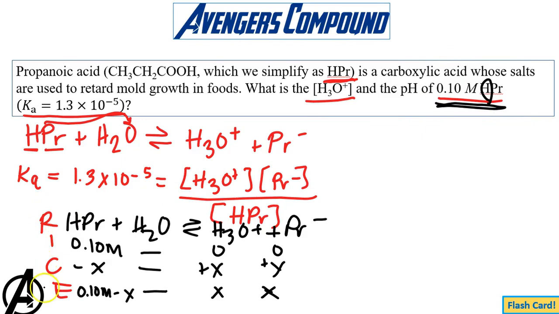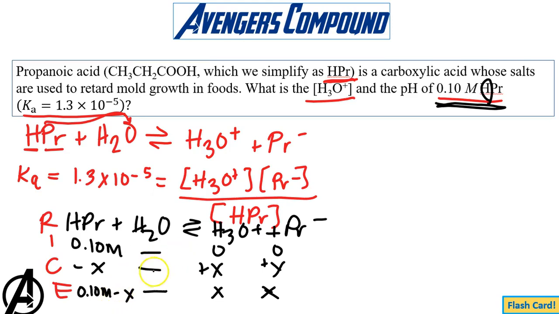Okay, so I have my RICE table filled out here. We know water is going to be a pure liquid, so we ignore that. We have our initial amount of HPr, 0.10 molar, and then our initial amounts of our products is 0. The change is just minus X. It's a one-to-one relationship for everything. And so we're producing plus X.